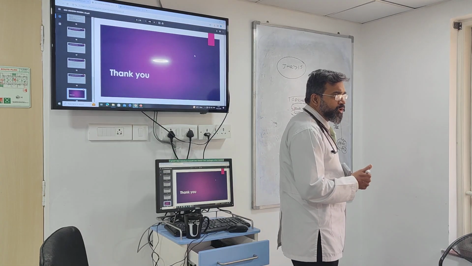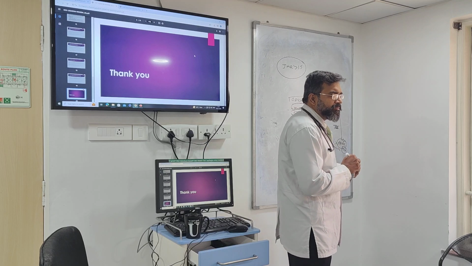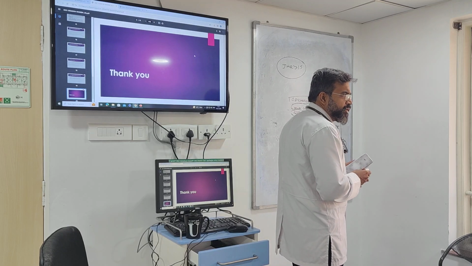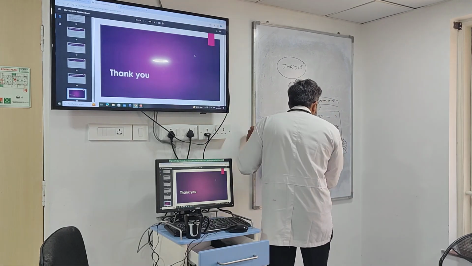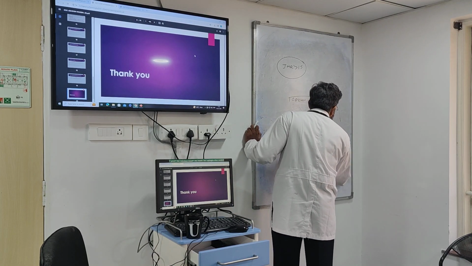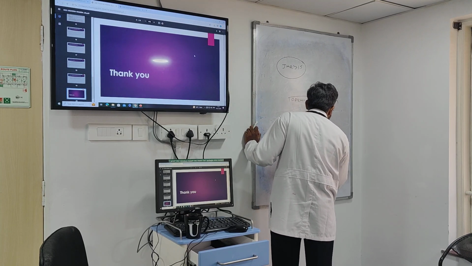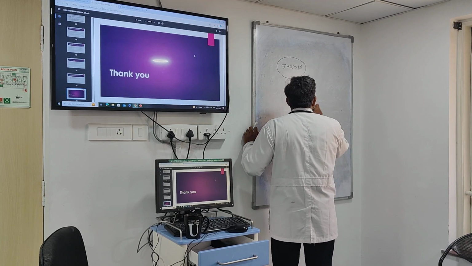Anybody want to change anything here? So the reason for breathlessness is clear. And it is tense. On ultrasonography also we just see ascites, so obviously the cause is the fluid.